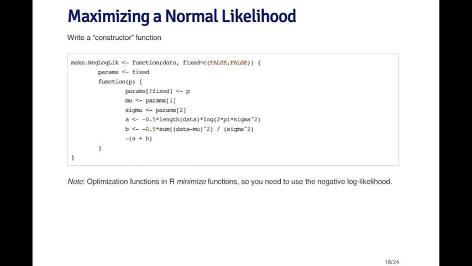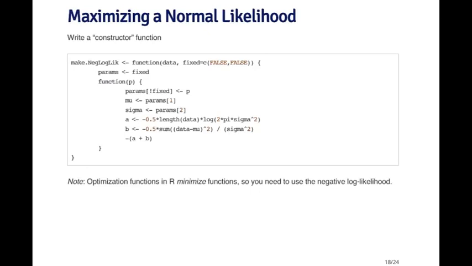So here I've got a constructor function that's making a negative log likelihood because I want to minimize the negative log likelihood function. So this is my objective function. It's going to depend on some data, and so the data is the first argument to this make.NegLogLik function. The second argument is a logical vector called fixed, and it determines whether or not I want to fix some of the parameters. Now inside the constructor function, I define another function which takes an argument called p for the parameters, and this is going to be the parameter vector that I want to optimize over.